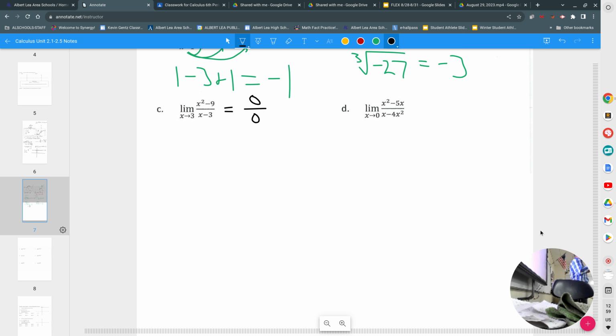Every time you are looking at an equation for a line tangent at a point, the slope will always produce 0 over 0. But there are always ways to figure this out. Obviously, what can you do to the top? Yeah, it factors quite nicely. Hopefully, you remember all of your factoring techniques.